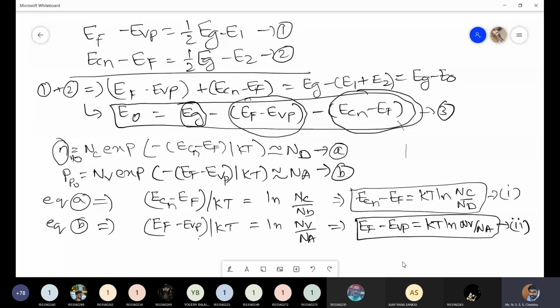In equation 3, we have 3 terms: EG, EF minus EVP, ECN minus EF, of which we already derived the expressions for ECN minus EF and EF minus EVP. So now we have to derive an expression for EG, which if we replace, we'll get the expression for E naught. So copy it down quickly.